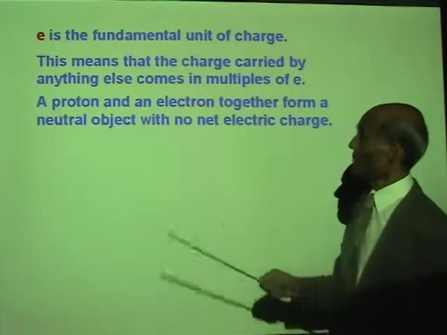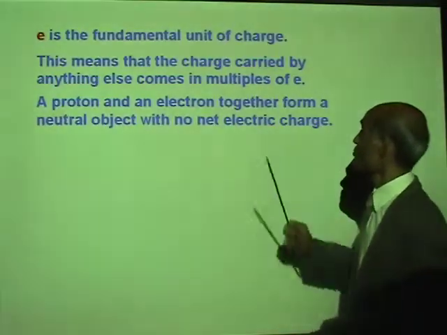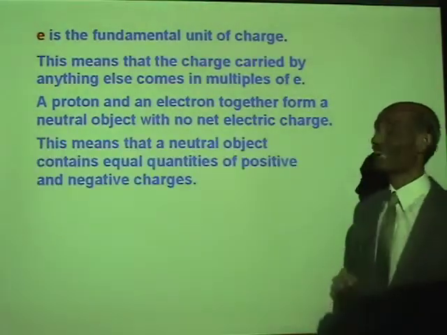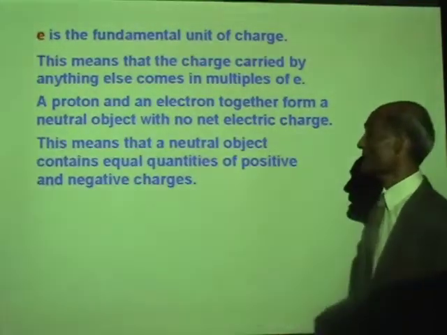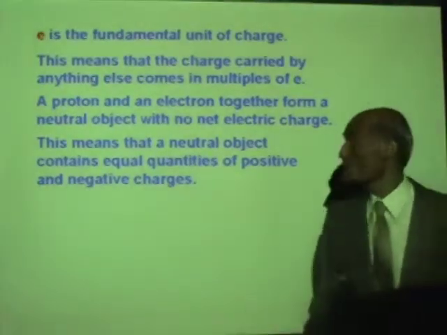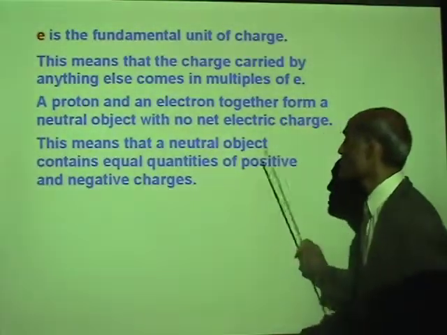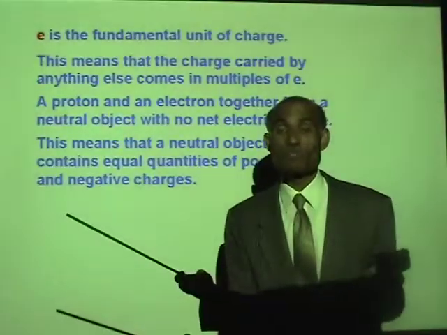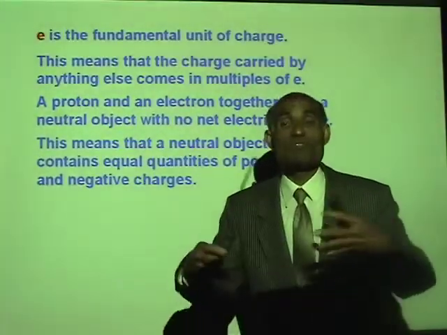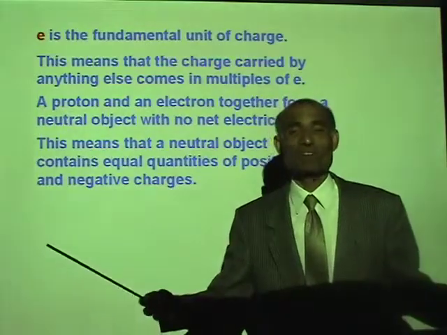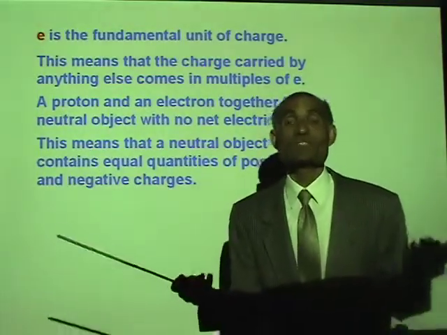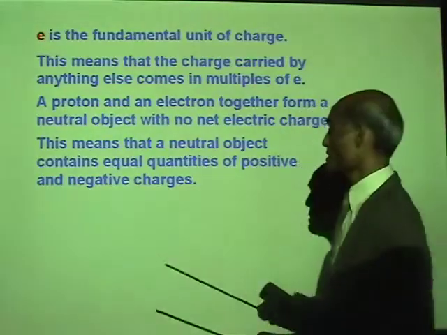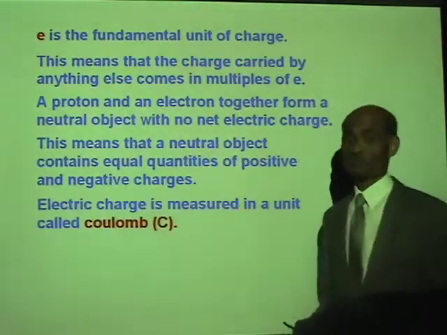All right. A proton and an electron together form a neutral object with no net electric charge. This means that a neutral object contains equal quantities of positive and negative charges. A neutral object does not mean that there are no electric charges at all. A neutral object is composed of equal quantities of positive and negative charges.